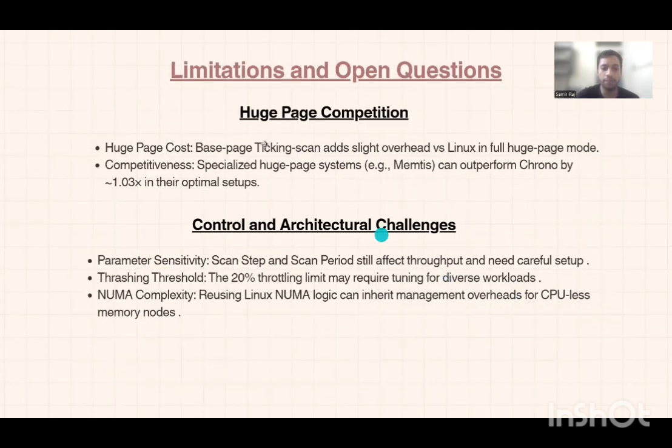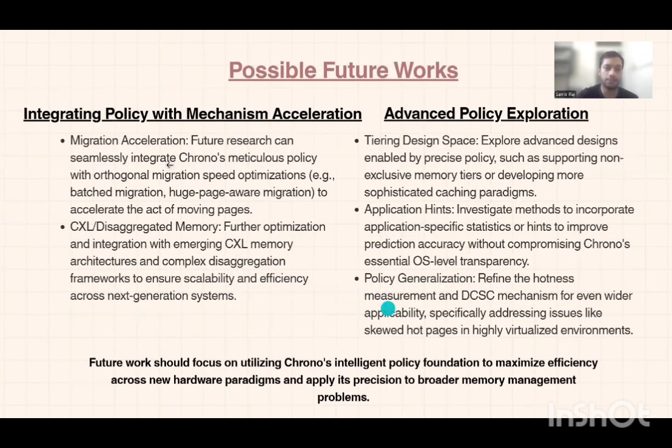But Chrono has its own limitations. On huge page competitions, it is beaten by Memtis. Memtis is 1.03 times faster than Chrono in huge page competitions due to the slight overhead added by Chrono. When it comes to restrictions, Chrono still depends on external parameters like scan step and scan period, and its thrashing threshold is fixed at 20%. Those may need better automation. Lastly, because it's built on Linux, it has complexity in its architecture.